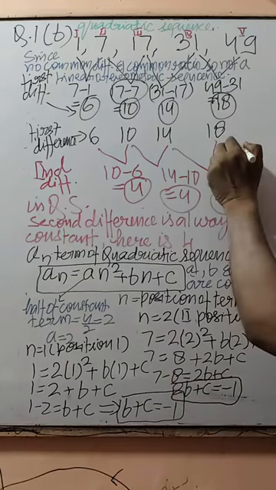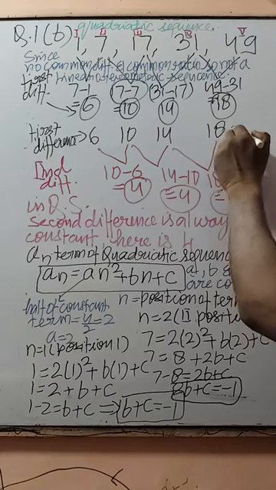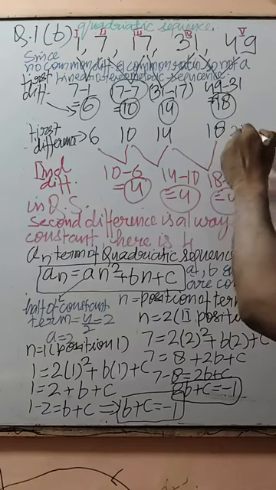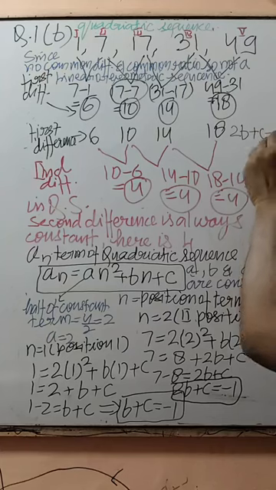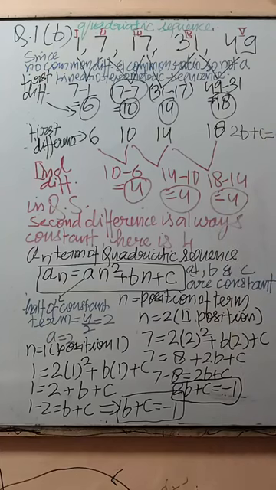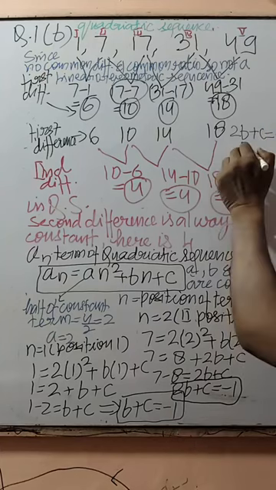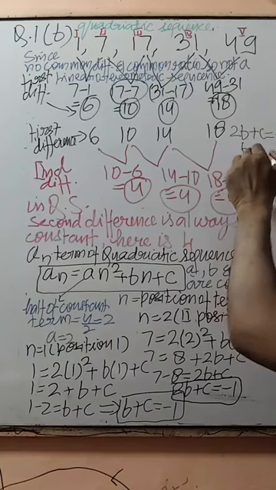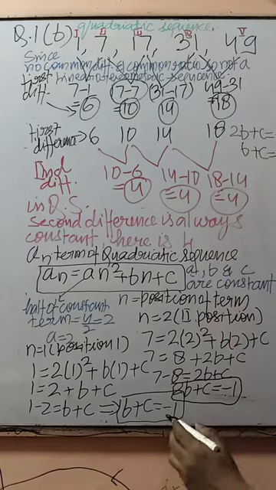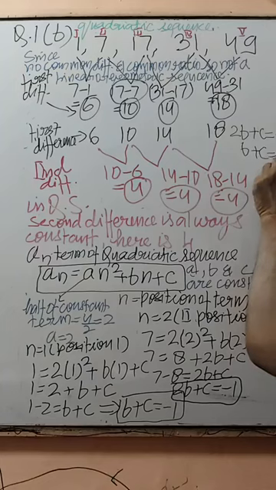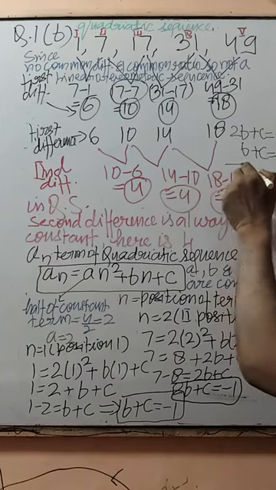we have one equation, 2B plus C is equal to minus 1, and the second is B plus C is equal to minus 1.